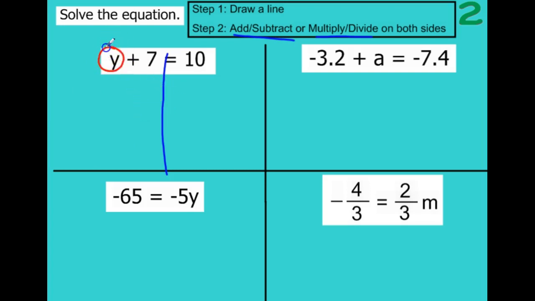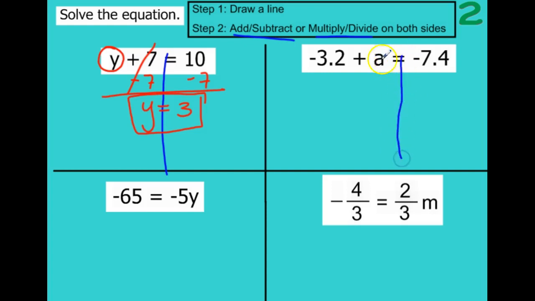So we need to get y by itself. We need to get rid of this positive 7. The opposite of positive 7 would be subtracting 7. 7 minus 7 is 0, so it's just left with y, and 10 minus 7 is 3.